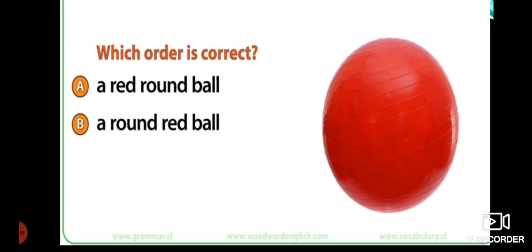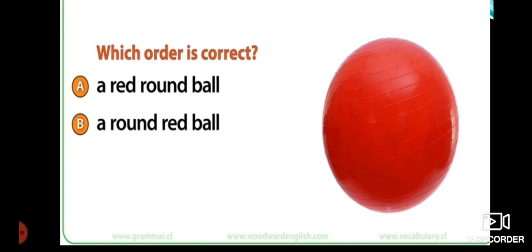In the next question, which order is correct? You can say a ball. A red round ball. Red is the color. So red is an adjective of color and round is an adjective of shape. So according to the rule, first we will write the shape and then color. So option B will be the correct answer.